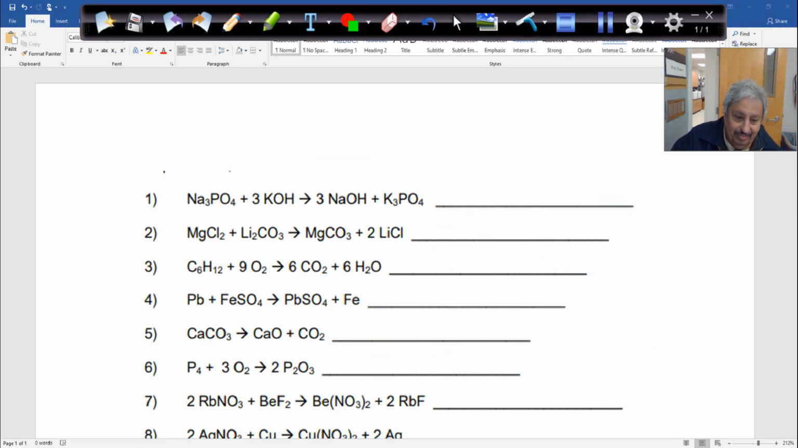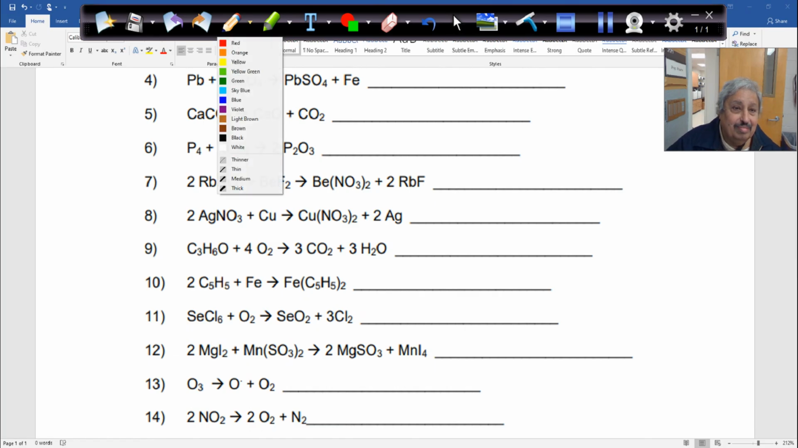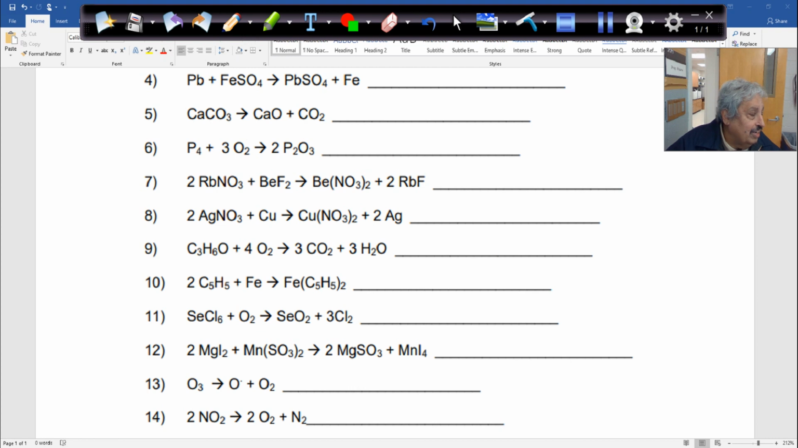Okay, so let's do number 7. Single or double? What's the difference between single and double? Single will replace one. In double, they swap partners. The cation from the first will take the anion from the second, and the cation from the second will take the anion of the first. They swap partners, so this one is double.